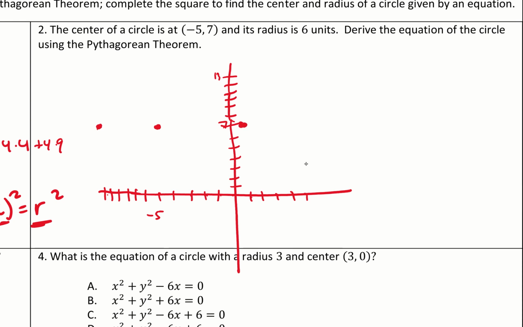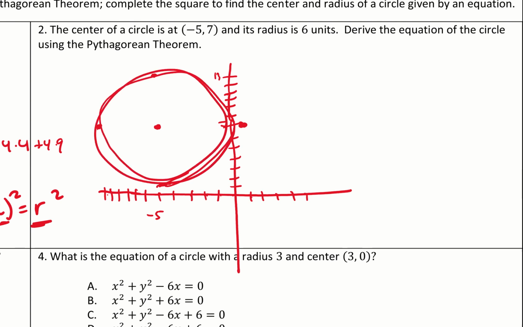And 6 up and then 6 down. And so it's not a very good circle, but you know, you get the idea, just for graphic sake here, just so that you can get a visual. And so yeah, the radius is 6. So because the radius is 6, let's pick a point on this circle. And let's call that point xy.